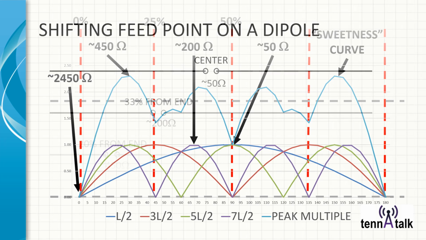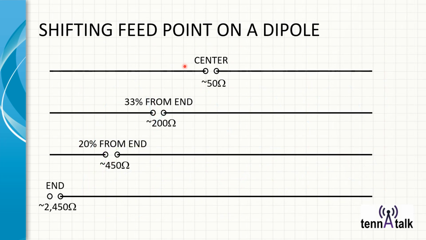So another way to look at this is if we take our dipole and we feed it in the center, 50 ohms. As we move the feed point further and further towards the end, we move to higher and higher impedance in kind of an exponential increase.